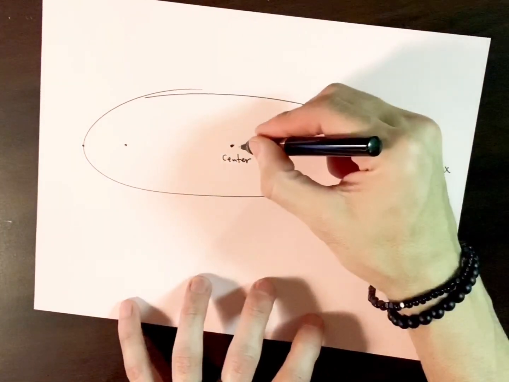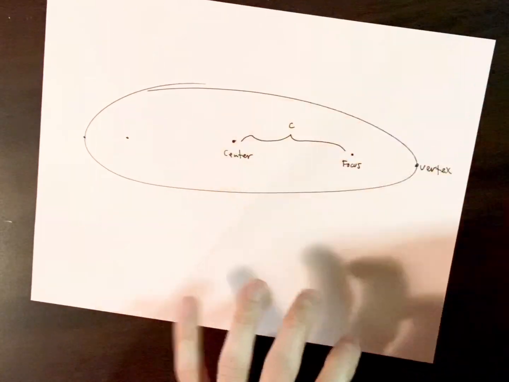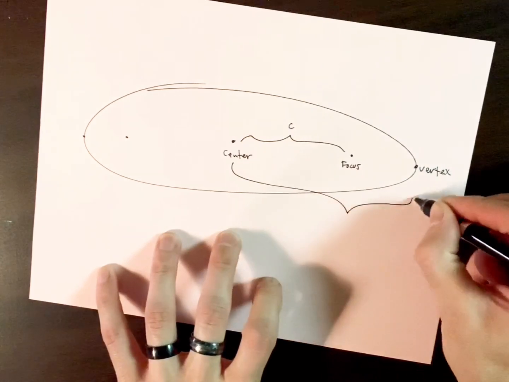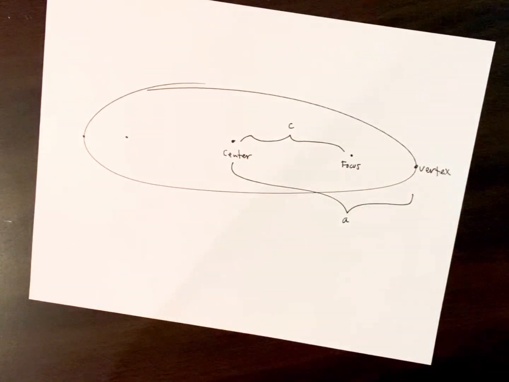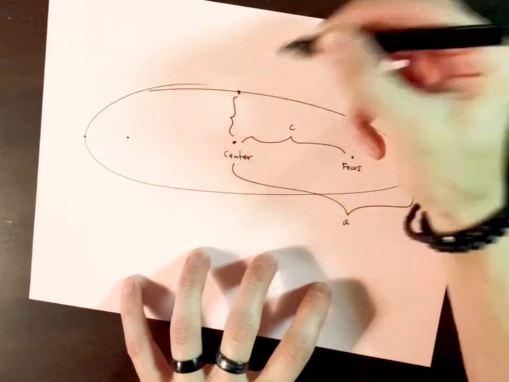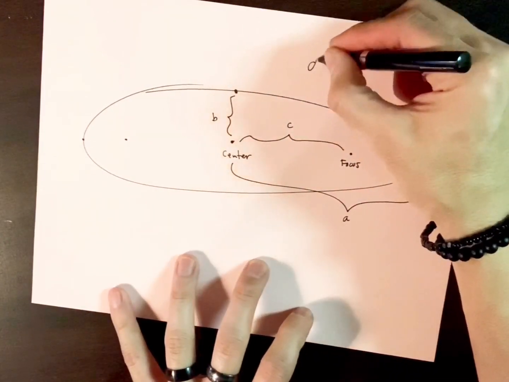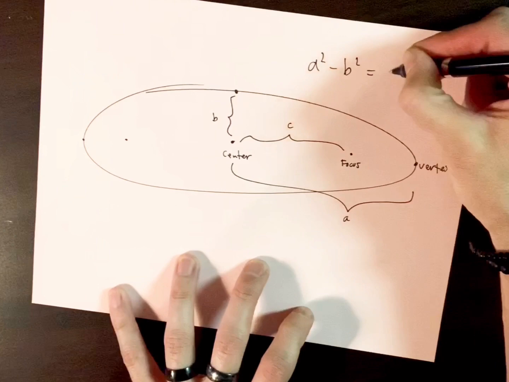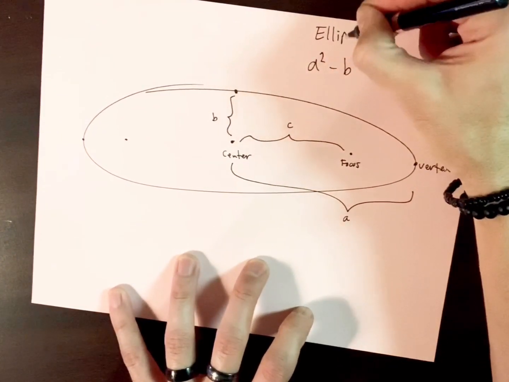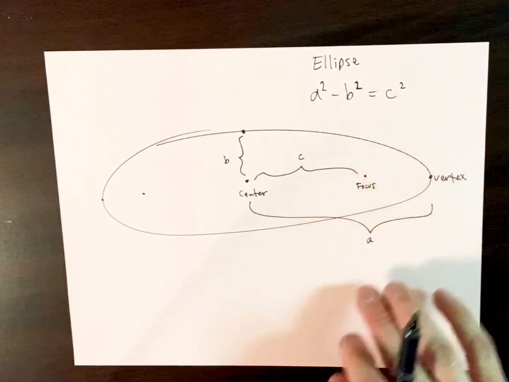half of it. Now, remember that from your center to a focus, that length is C, okay? And then from your center out to a vertex, that length is A. And also from here to there, that's B. And there is a relationship that holds true. A squared minus B squared equals C squared. Now all this holds true for the ellipse. And it doesn't matter if it looks like this or like this, okay? So I'll come back to that in a moment.